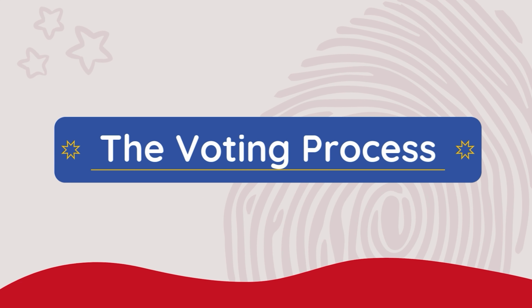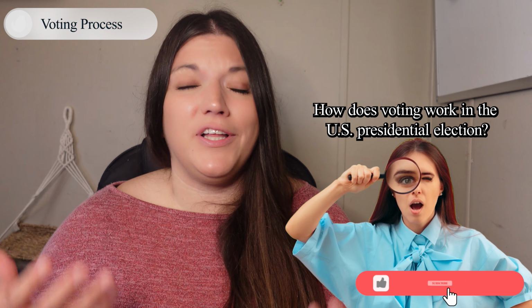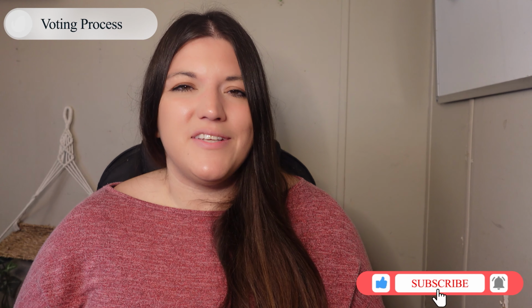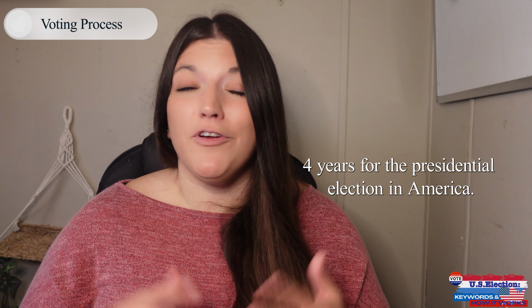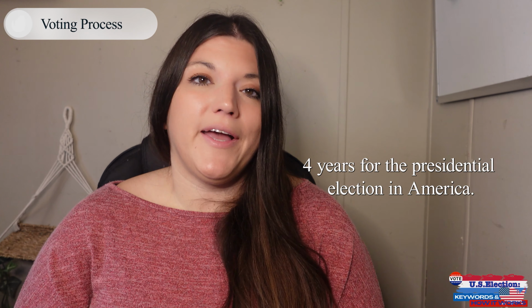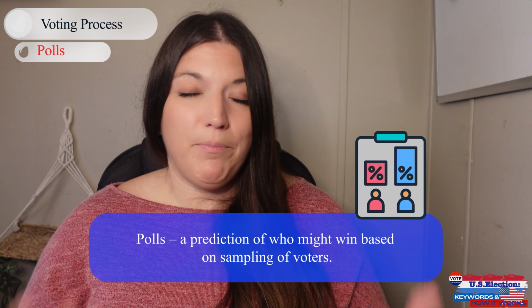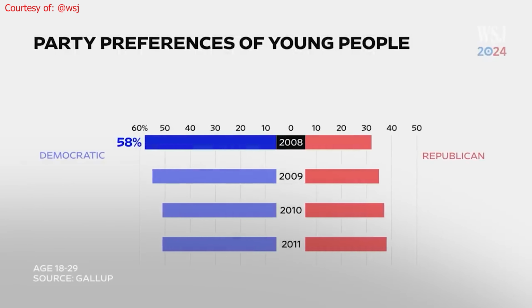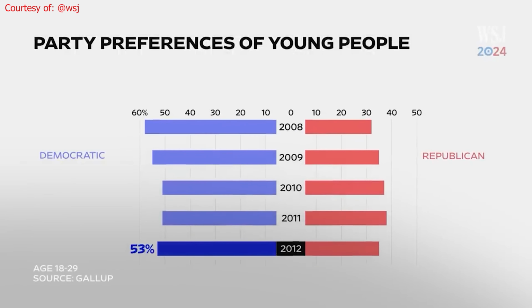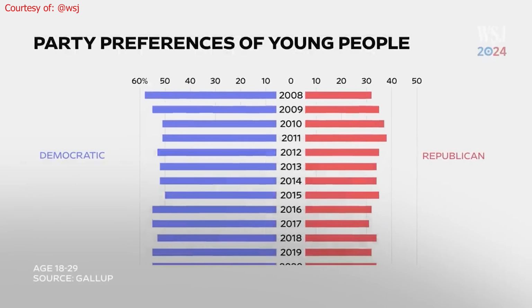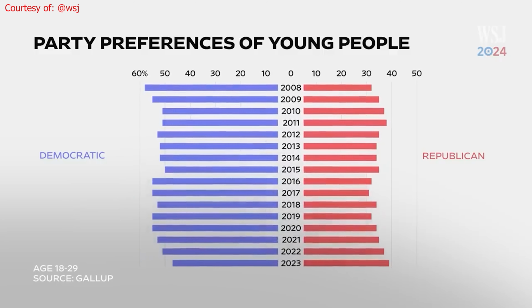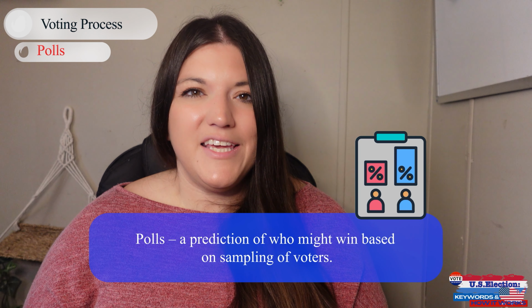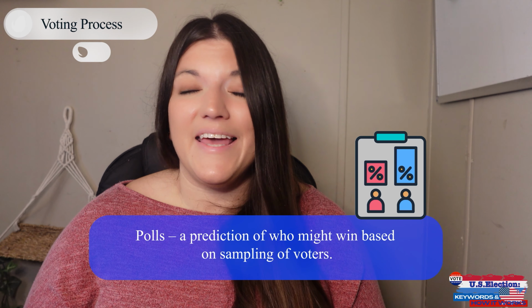The voting process. So how does voting in the U.S. presidential election work? Voting happens on the first Tuesday in November during election year, which happens every 4 years for the presidential election in America. Polls. The polls are basically a prediction of who might win the election based on a sampling of votes. The polls are not always accurate, but they may help predict who could actually win. Leading up to election day, you are likely to hear about which candidate is leading the polls.